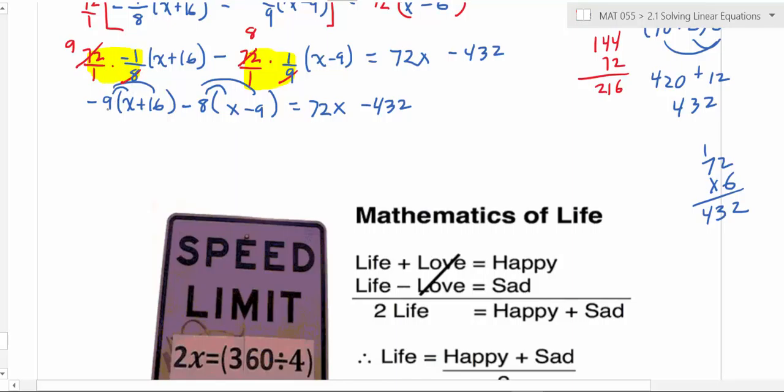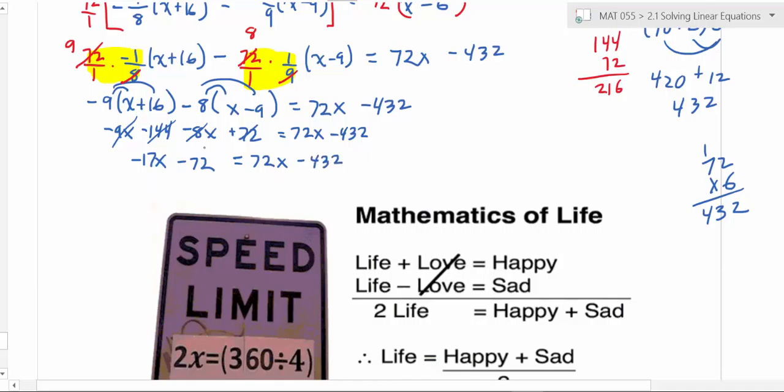So let's start over again right here. So this is negative 9x minus 144 minus 8x plus 72 is equal to 72x minus 432. These like terms go together to make negative 17x. These like terms go together to make negative 72. And then this is 72x minus 432.